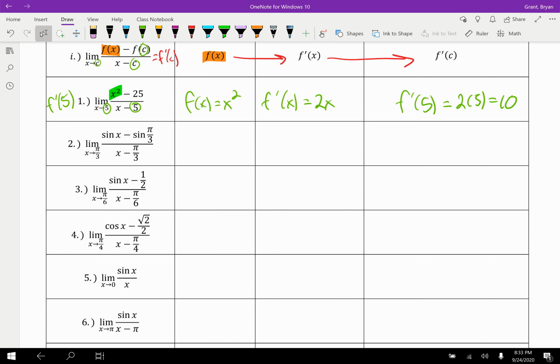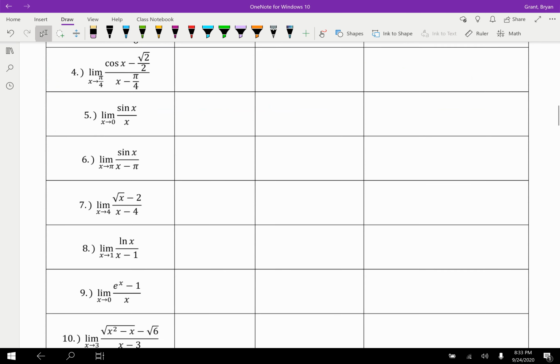Once again, try this page. If you get stuck, the worked out solutions are on Teams at the end of this file.